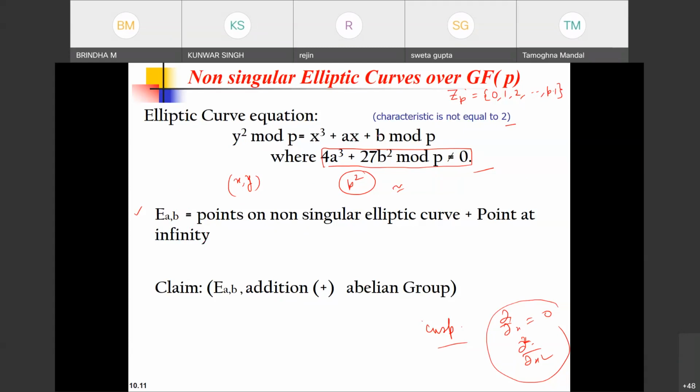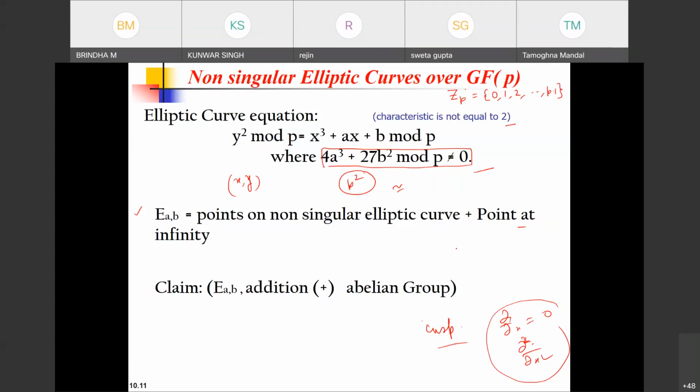Okay, so you will see some examples where blocks are used. Blocks are points on a non-singular elliptic curve, and then the points of this curve, and then the point at infinity. This is some imaginary point. The point doesn't exist, they have just defined it as one imaginary point. Okay, so this is the set.